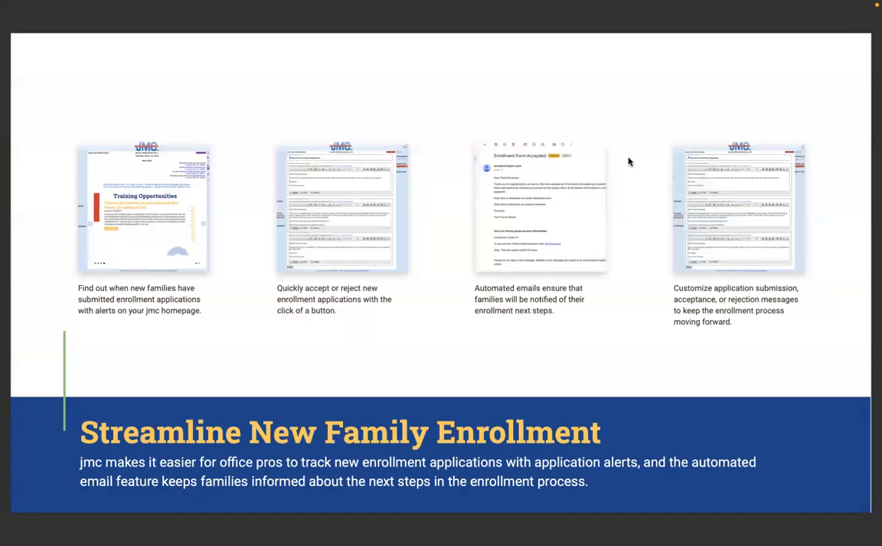Okay. To recap, the goal here is to streamline new family enrollment and to make it easy to communicate with your families. We do that by letting the office know, by quickly accepting or rejecting, by sending out automated emails, and by making sure you know that you can customize those emails so that they fit exactly what your school wants your families to know.